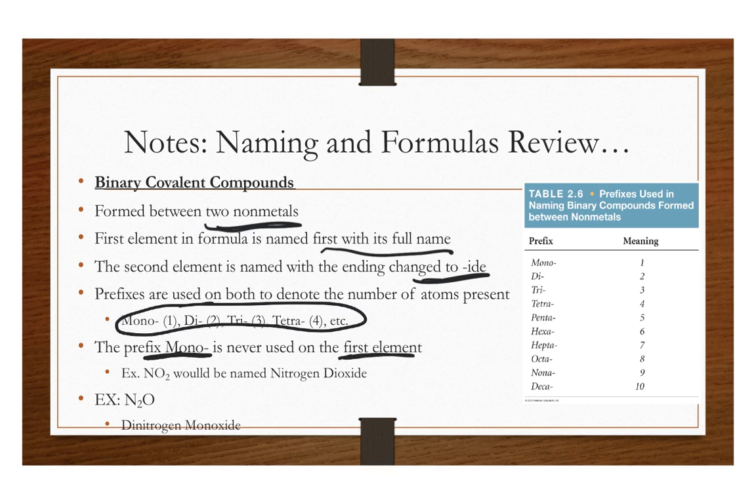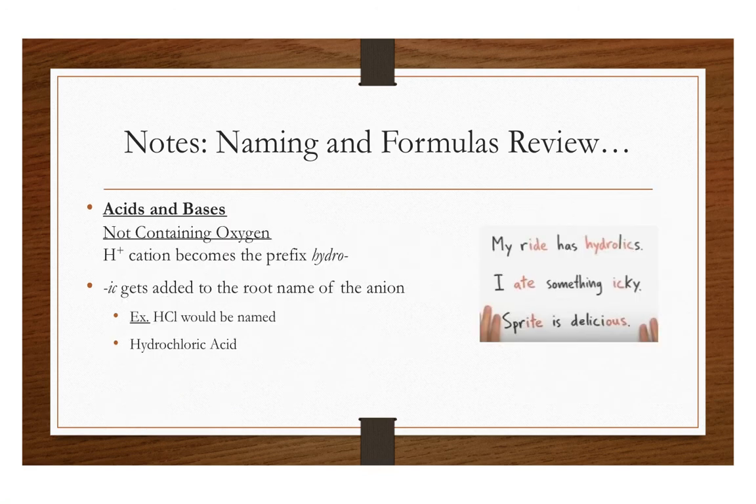Okay, so N2O, 2 nitrogens would be dinitrogen, 1 oxygen would be monoxide. If we did something like NO2, for the first one we would normally write mononitrogen, but we don't use mono on the first element. So this is nitrogen. Second one becomes dioxide. Okay. All right, other things to name and write formulas for.